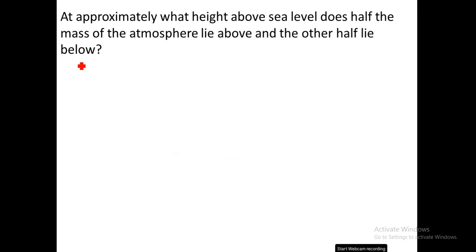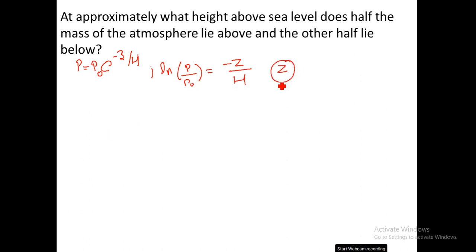We have the equation P is equal to P0 e raised to minus Z by H. In terms of log, we have log P by P0 is equal to minus Z by H. What is the value we want to calculate? Z. We want to find the height in the atmosphere. And what is the condition that is given? At that height Z, the mass of the atmosphere will be m by 2.